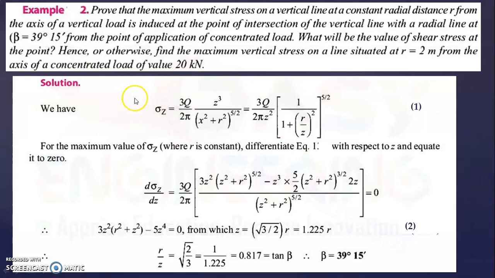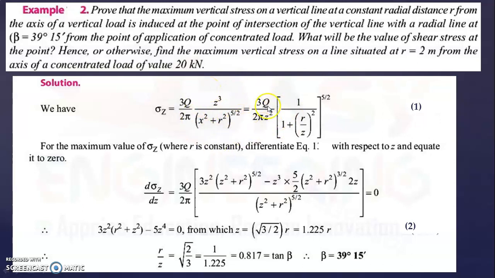Okay, we have this equation, right? Sigma z is equal to either this or this, anything you can use. I'll use now this equation: 3q divided by 2 pi into z cube divided by x square plus r square to the power 5 by 2. Now, for the maximum value of sigma z, where r is constant, differentiate this equation with respect to z and equate it to 0.